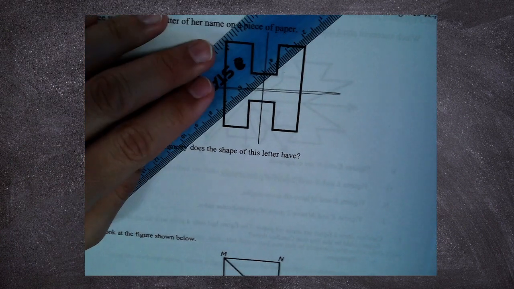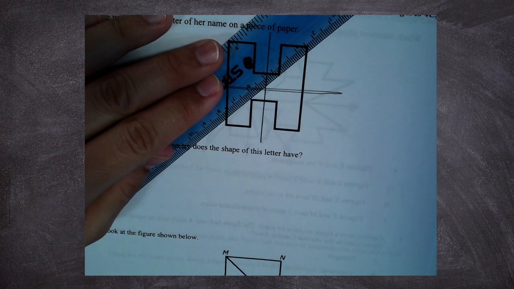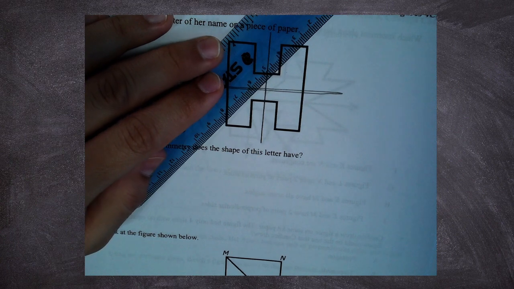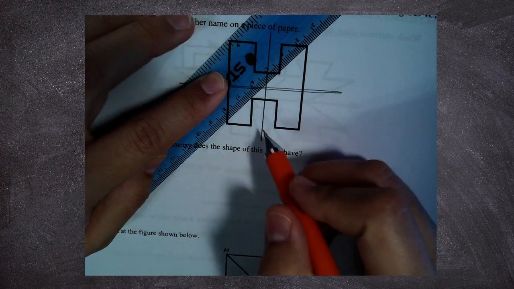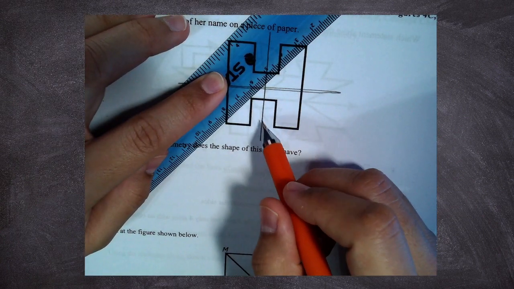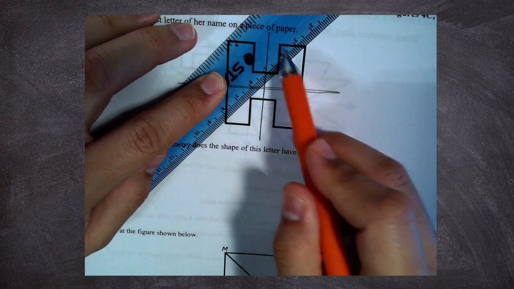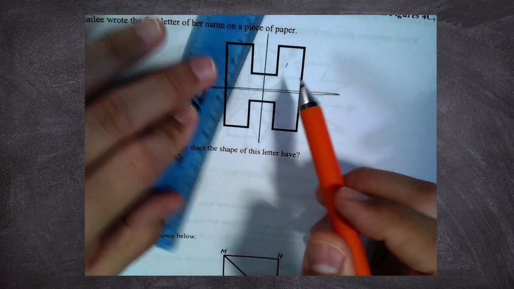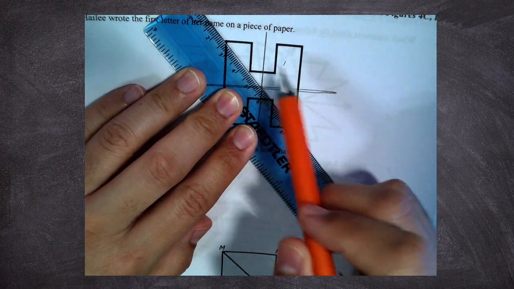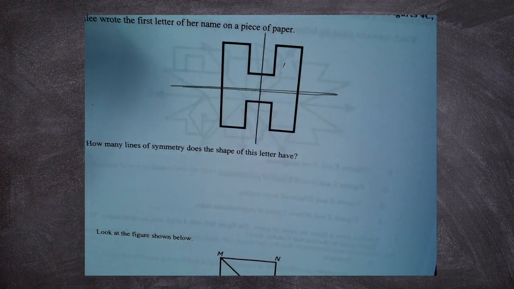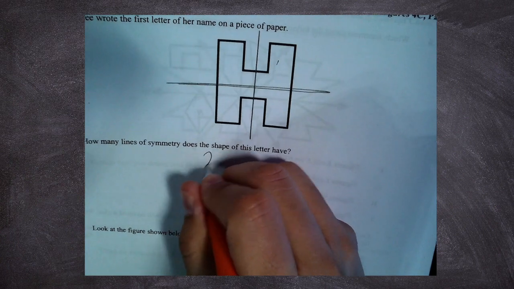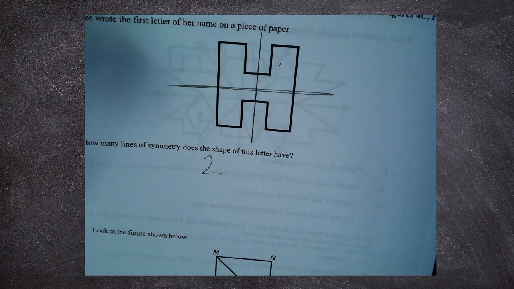Now for this letter, I can't make any diagonal lines of symmetry. If I tried to make any lines of symmetry diagonally, they wouldn't line up. They wouldn't match up. I would have one side down here on the bottom that's got this hole cut out, but it wouldn't match up on the other side. Same thing if I went this way. The holes wouldn't match up. So I can't use any diagonal lines of symmetry. So this shape only has two lines of symmetry. It's got a vertical line of symmetry. It's got a horizontal line of symmetry.